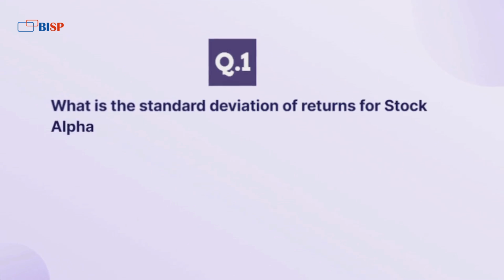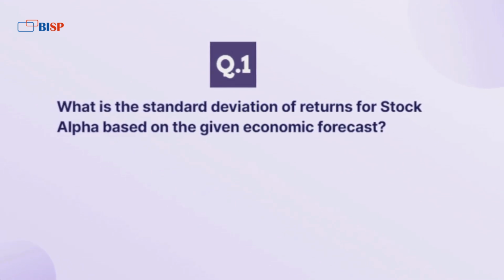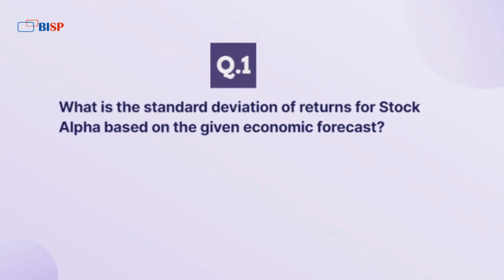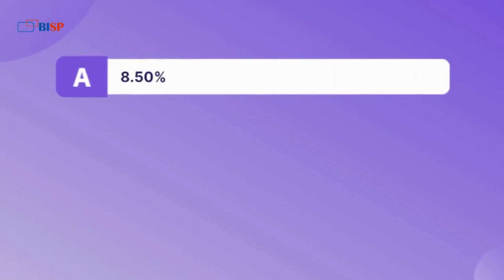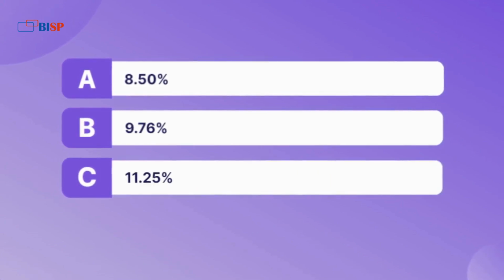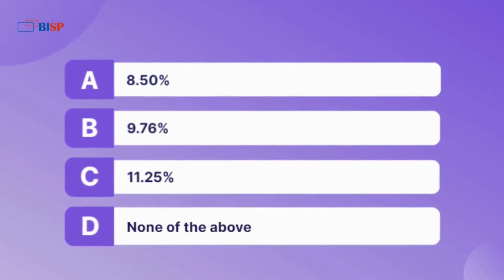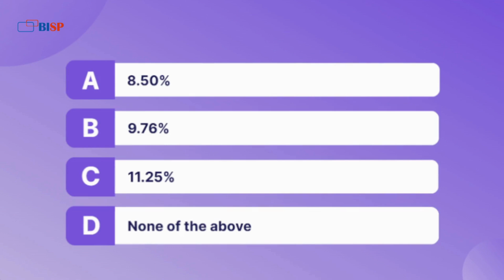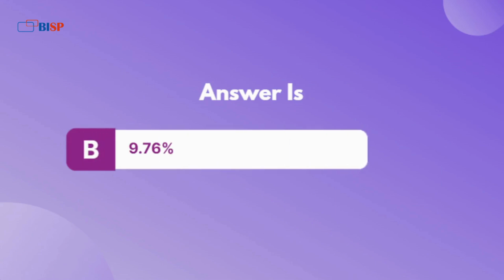What is the standard deviation of returns for stock alpha based on the given economic forecast? A. 8.5%. B. 9.76%. C. 11.25%. D. None of the above. Answer is B. 9.76%.